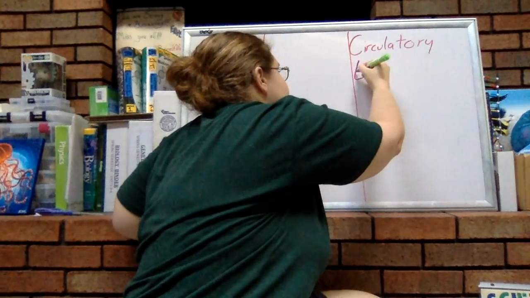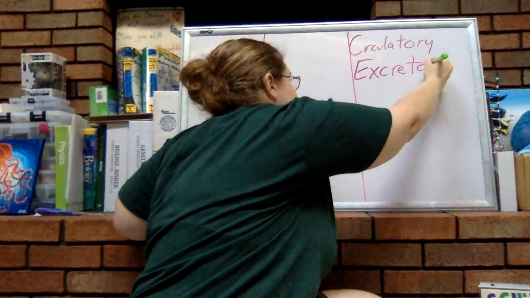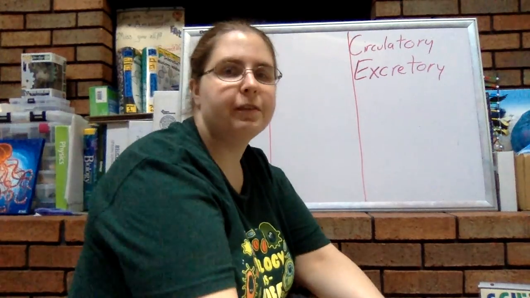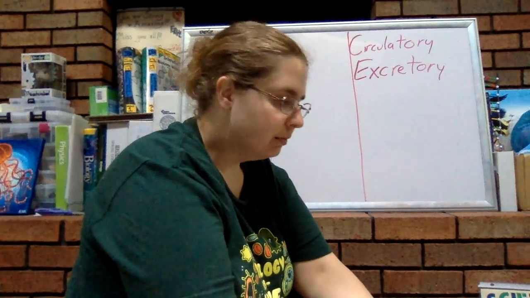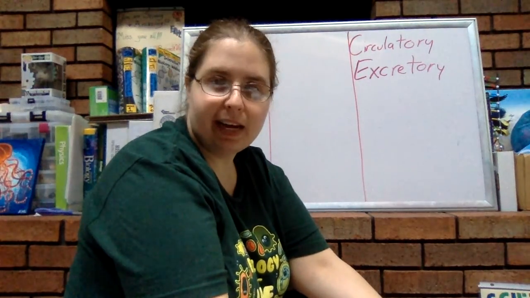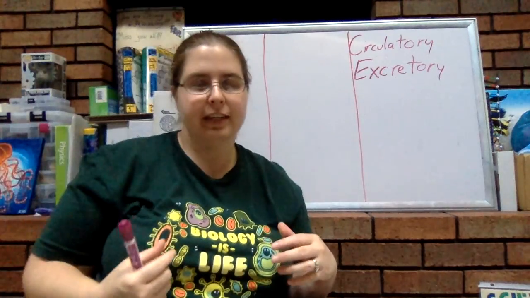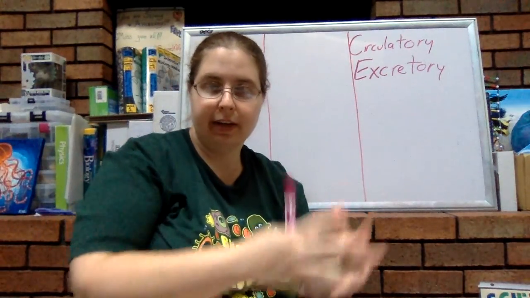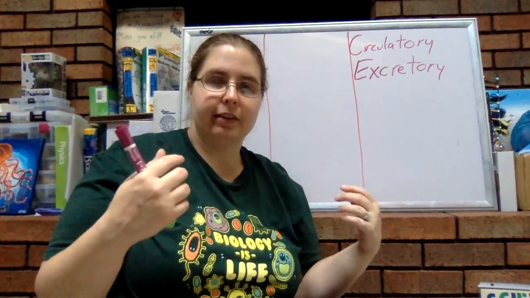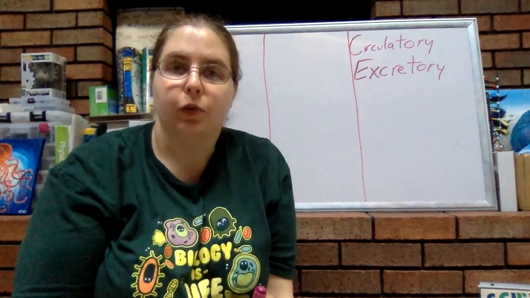Excretory. This is the waste filtration system. So this is your kidneys, your bladder, your blood vessels a little bit, because remember we said that your kidneys are going to filter your blood, get rid of waste in the blood, and then send it down to the bladder where you will excrete it or get rid of it in the form of urine.